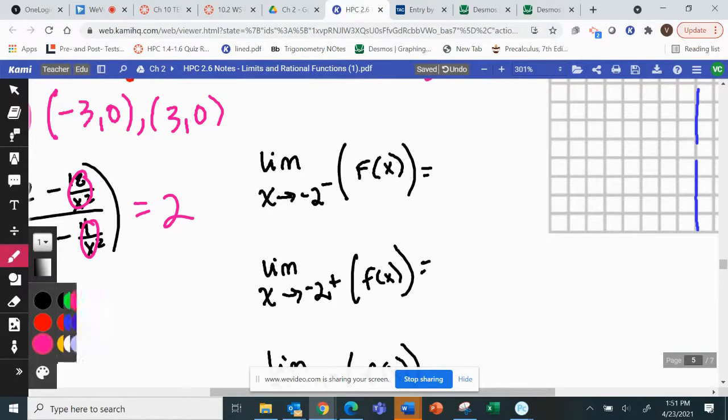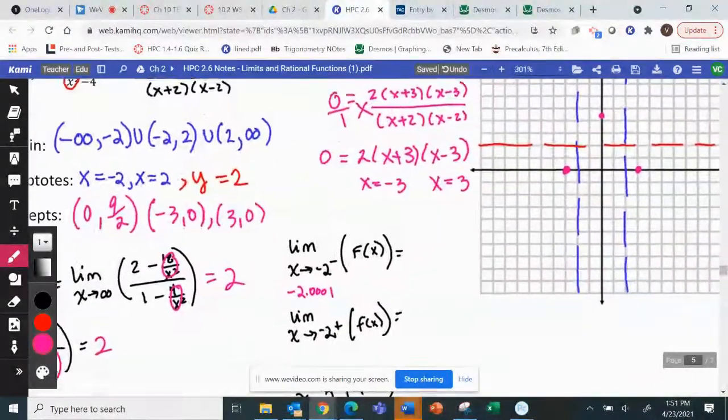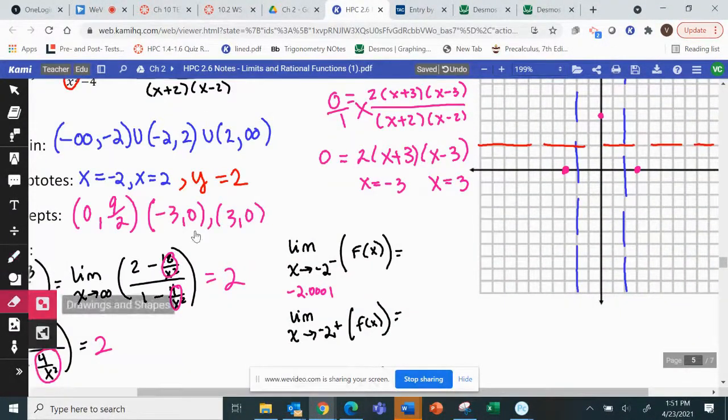Then we have to pick a number that is less than negative 2. So maybe negative 2.0001. I actually should have copied the equation once because I can't see it without zooming out. Let me copy it one time.